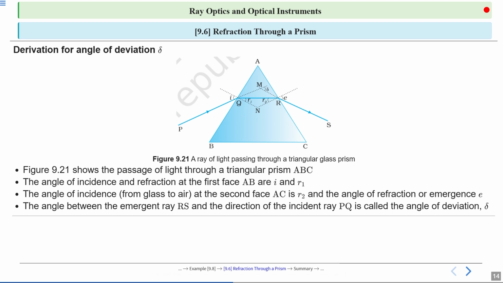Okay, so let's summarize what we have covered. We have introduced the setup of light passing through a prism, identified the critical angles involved, and defined the angle of deviation. This sets the stage for our upcoming examples and further exploration of refraction through a prism.